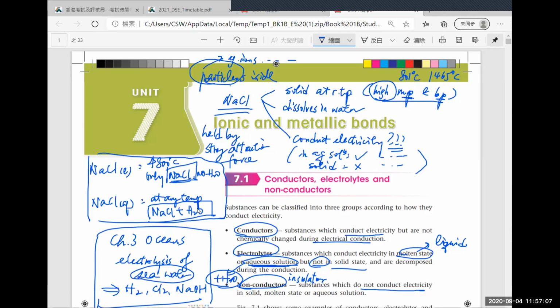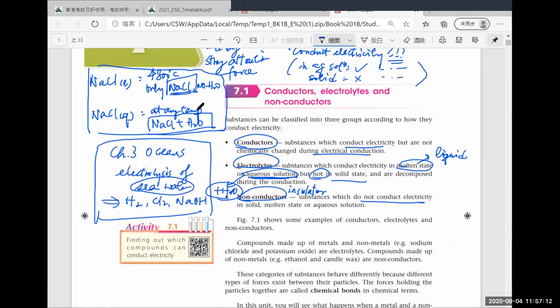And next, what is more important is about the conduction of electricity. After the conduction of electricity, here comes the chemical decomposition, 分解, breakdown, which means breakdown. So I try to use this as example. Sodium chloride solution will break down into hydrogen gas, chlorine gas, and sodium hydroxide. Okay, so this is a very special point about this material.